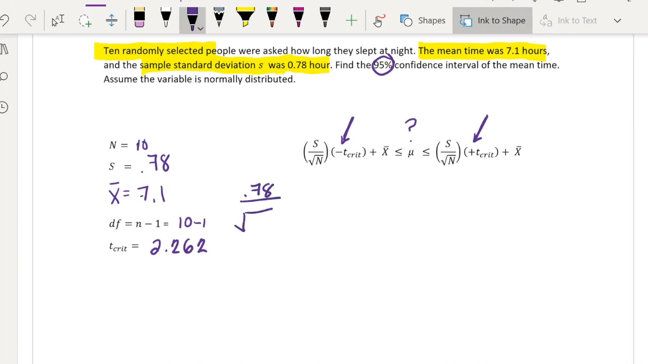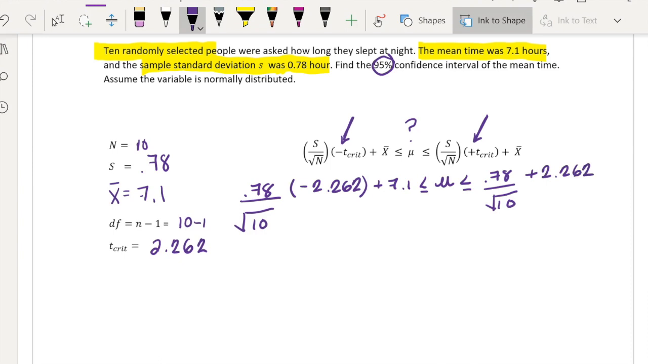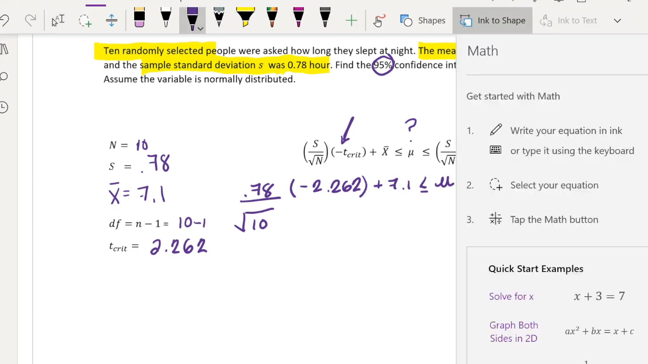0.78 over the square root of 10. My t-critical is negative 2.262, plus 7.1 for mu. And then the same thing, 0.78 over the square root of 10, plus, that's the only thing that changes, 2.262, plus 7.1. Let me try something. Okay, maybe not. Forget it.